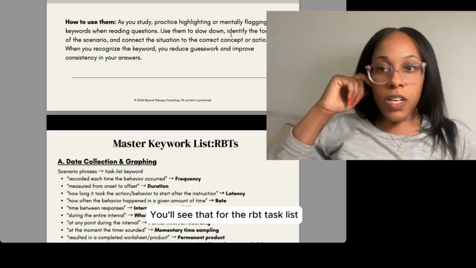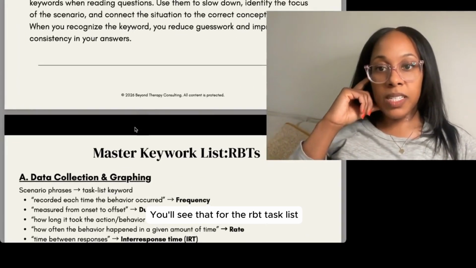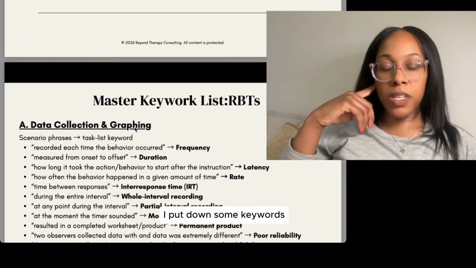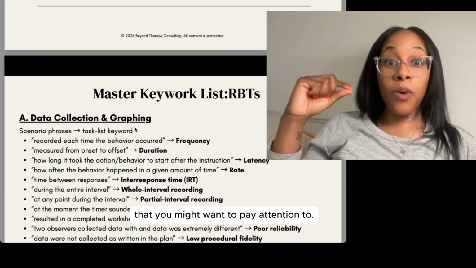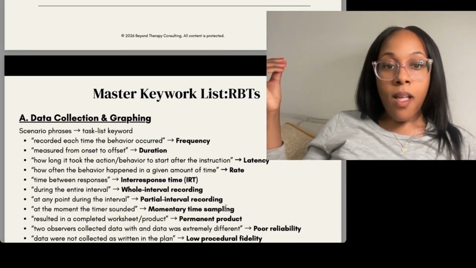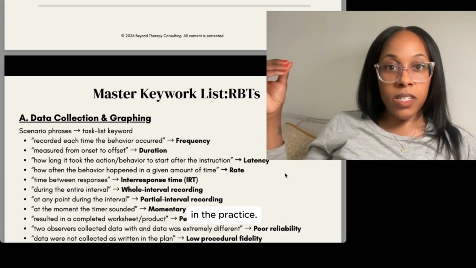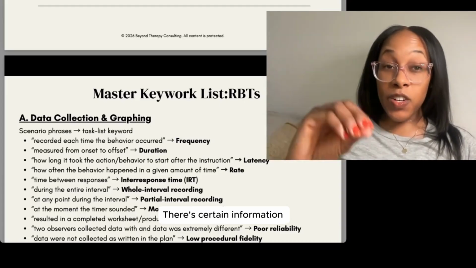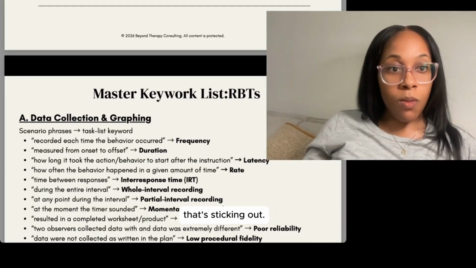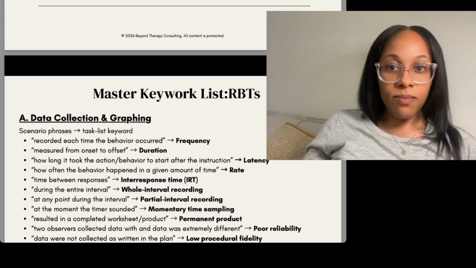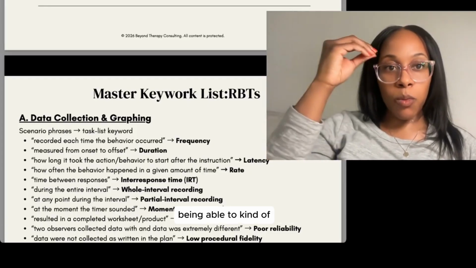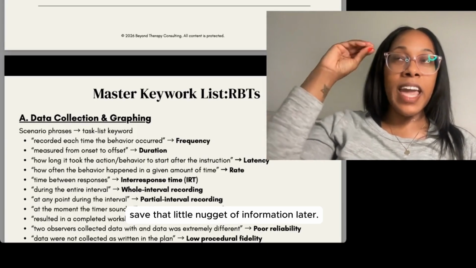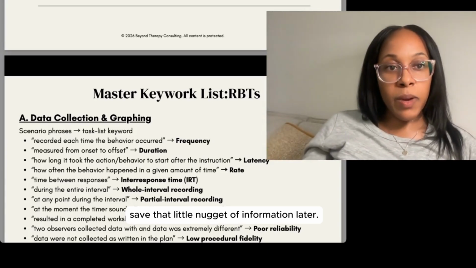Try this. So you'll see that for the RBT task list, I split down some keywords that you might want to pay attention to. Some of this is just to get you in the practice of noticing that certain information is sticking out. Why are they mentioning this? And when you're reading through the question, being able to save that little nugget of information for later.